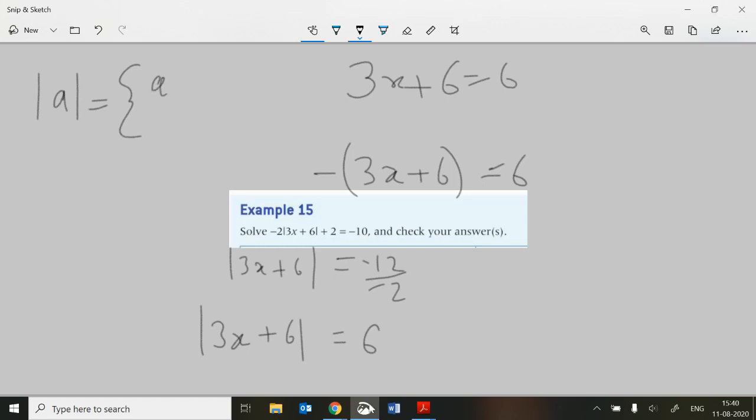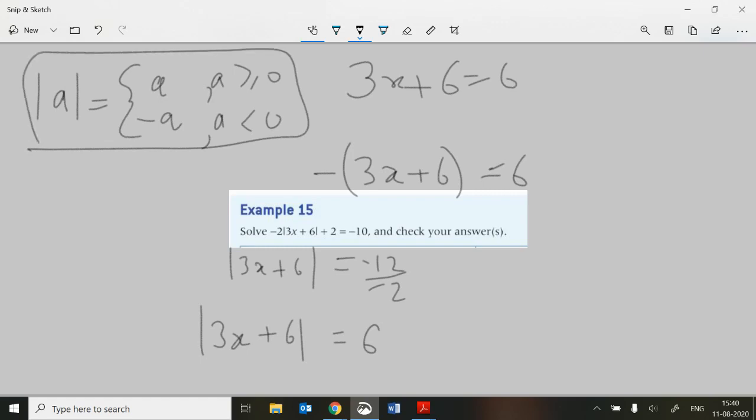So remember, it's equal to A or it's equal to minus A, dependent on A being greater than or equal to 0 or A being less than 0. Okay, so that's what I'm using in this case. I'm not saying is equal to plus or minus 6, but both methods are completely valid. Now, I should really put on here that 3x plus 6 is greater than or equal to 0, and 3x plus 6 is less than 0 there as well.